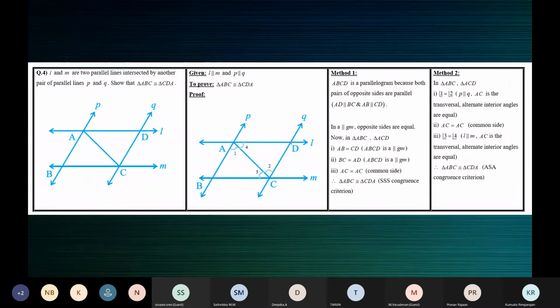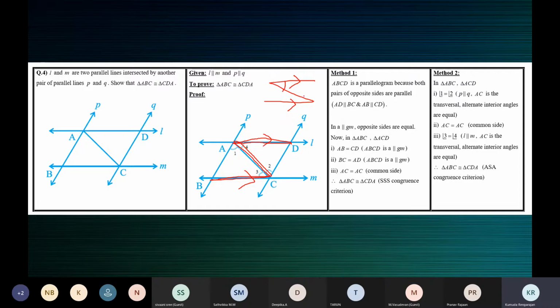See here: parallel line, transversal, parallel line. Because this is L, transversal, and this is M. L is parallel to M and AC is a transversal. See the Z being formed. These are the parallel lines.